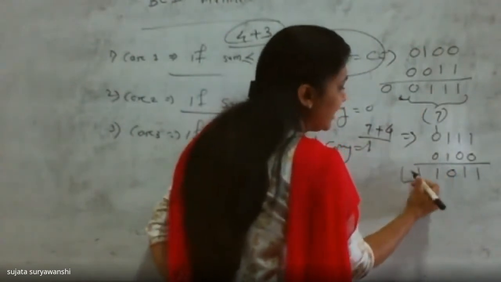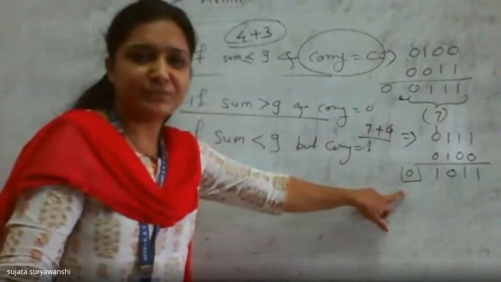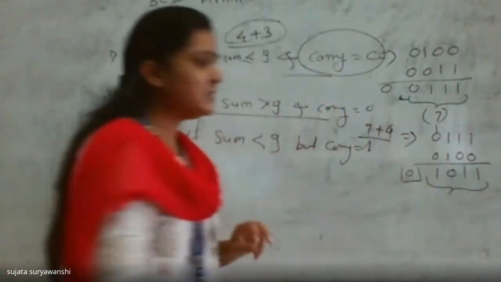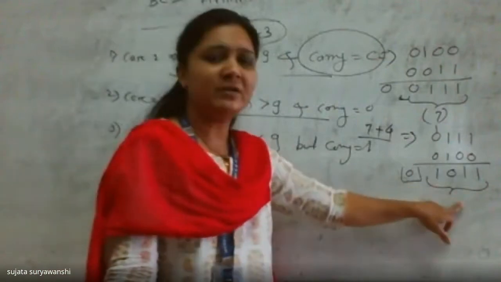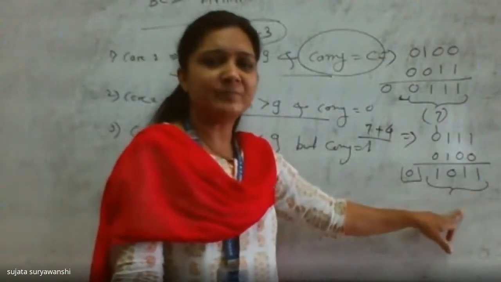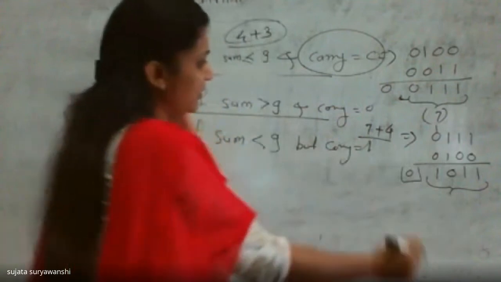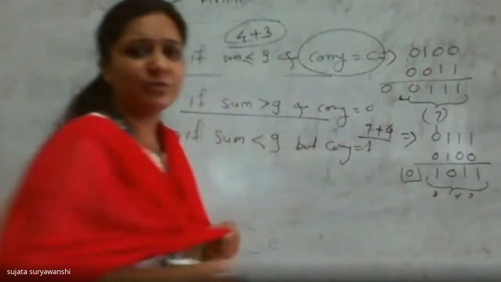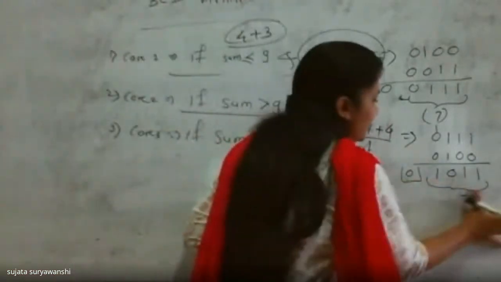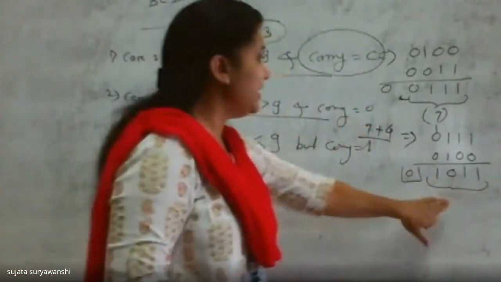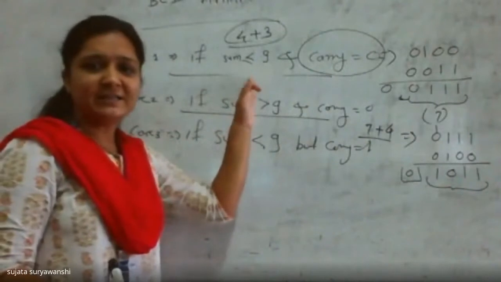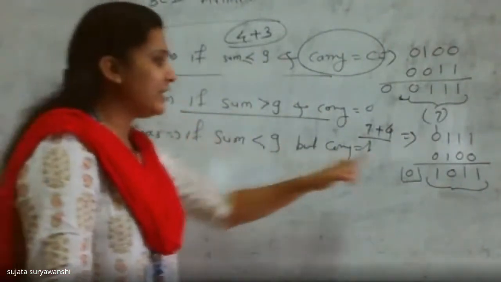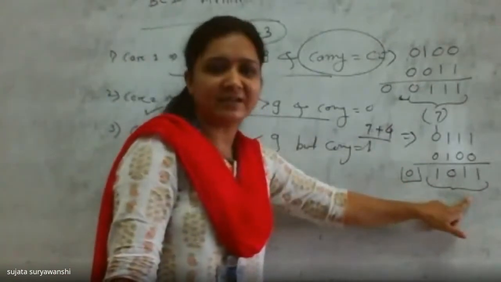Here we are not getting carry, means carry is 0. But what do you get as result? 1011. Tell me the equivalent decimal. 1011 is what? 1 means 8 and 3. 8 plus 3 is equal to 11. Yes, so 11 is the result. But 11 is not less than 9. It is greater than 9, means it comes under the second case. We are getting carry 0 and result greater than 9.